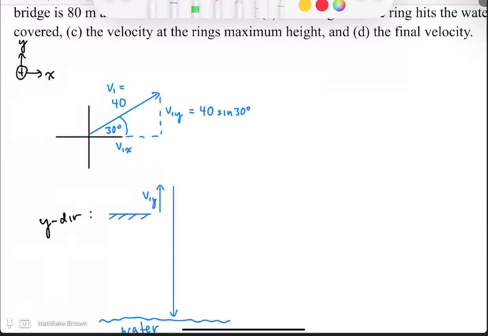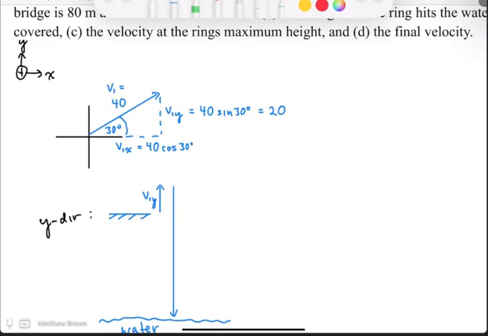V1x then is going to be the complement of that, right? We could say the cosine of 30 is going to be V1x over 40. So this is going to be 40 cosine 30 degrees. Okay, we can work out these numbers. Again, sine of 30 degrees is a half, so that's just equal to 20. And cos of 30 is root 3 over 2, so that works out to be 34.6, I think, if we want an actual number.